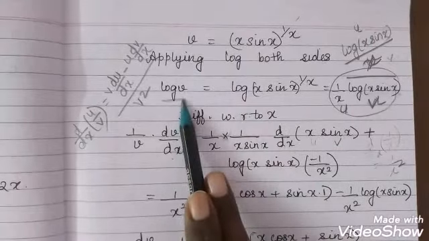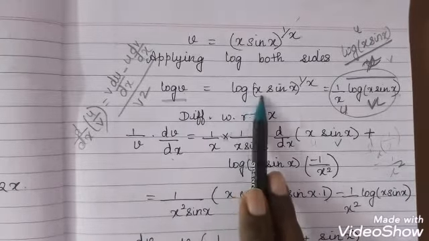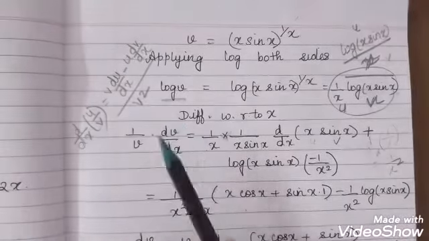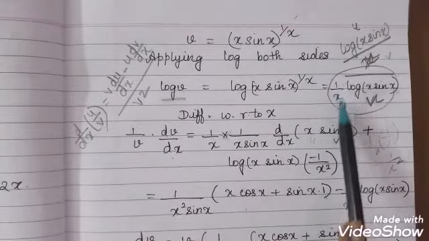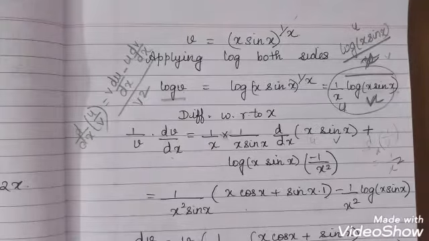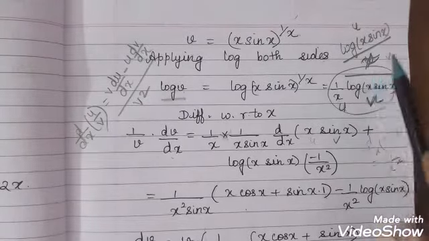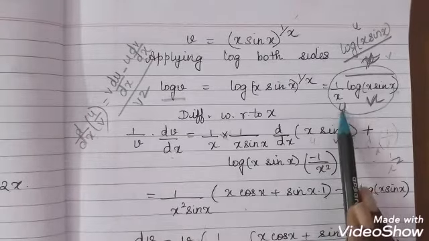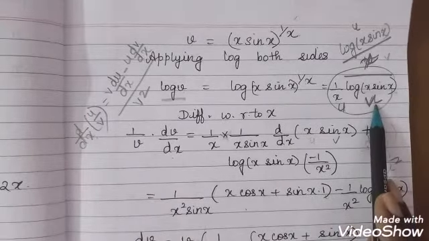Applying log both sides, you will have it as log V is equal to log of x sin x the whole power 1 by x. So log V is equal to, sorry, in this case it is equal to 1 by x into log of x sin x. So here there are two ways of doing it. Either you write it like this and apply this formula. Otherwise I can take this as u and this as v. The product rule I can apply and differentiate it.